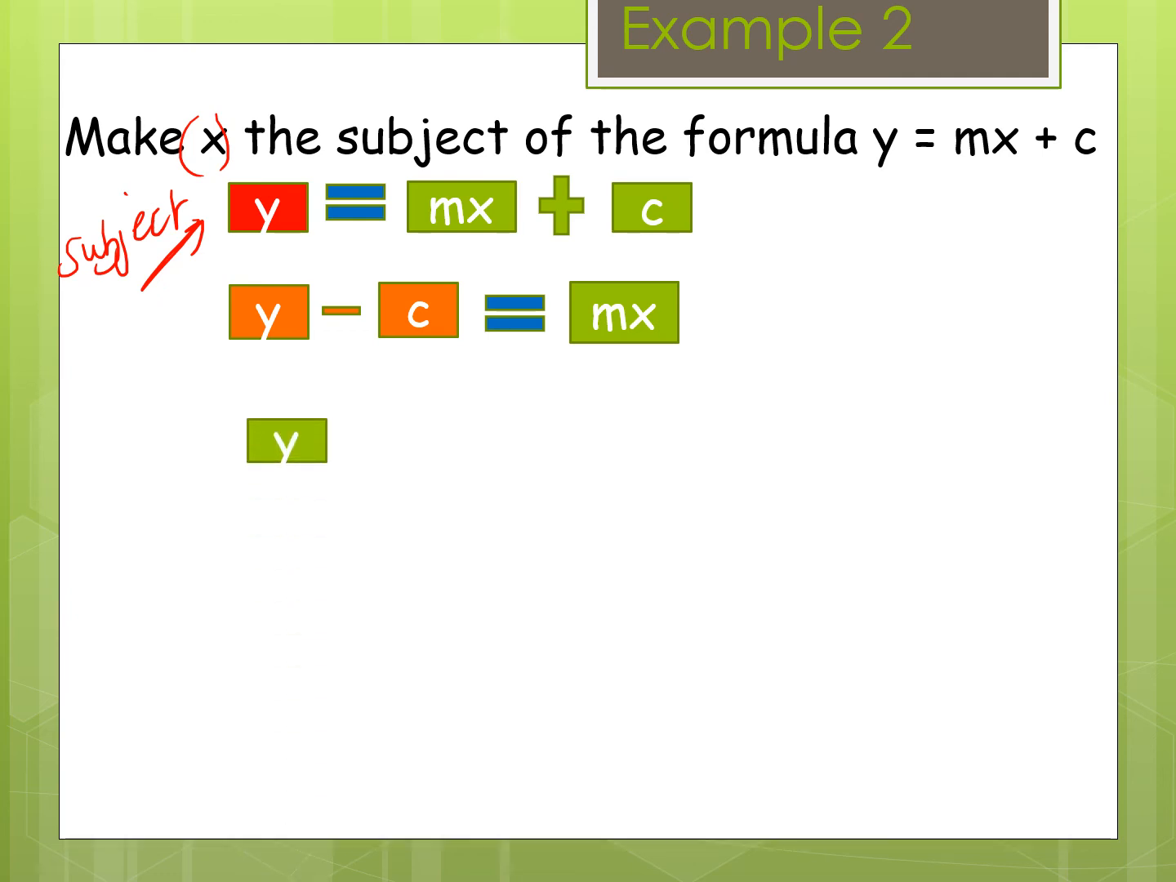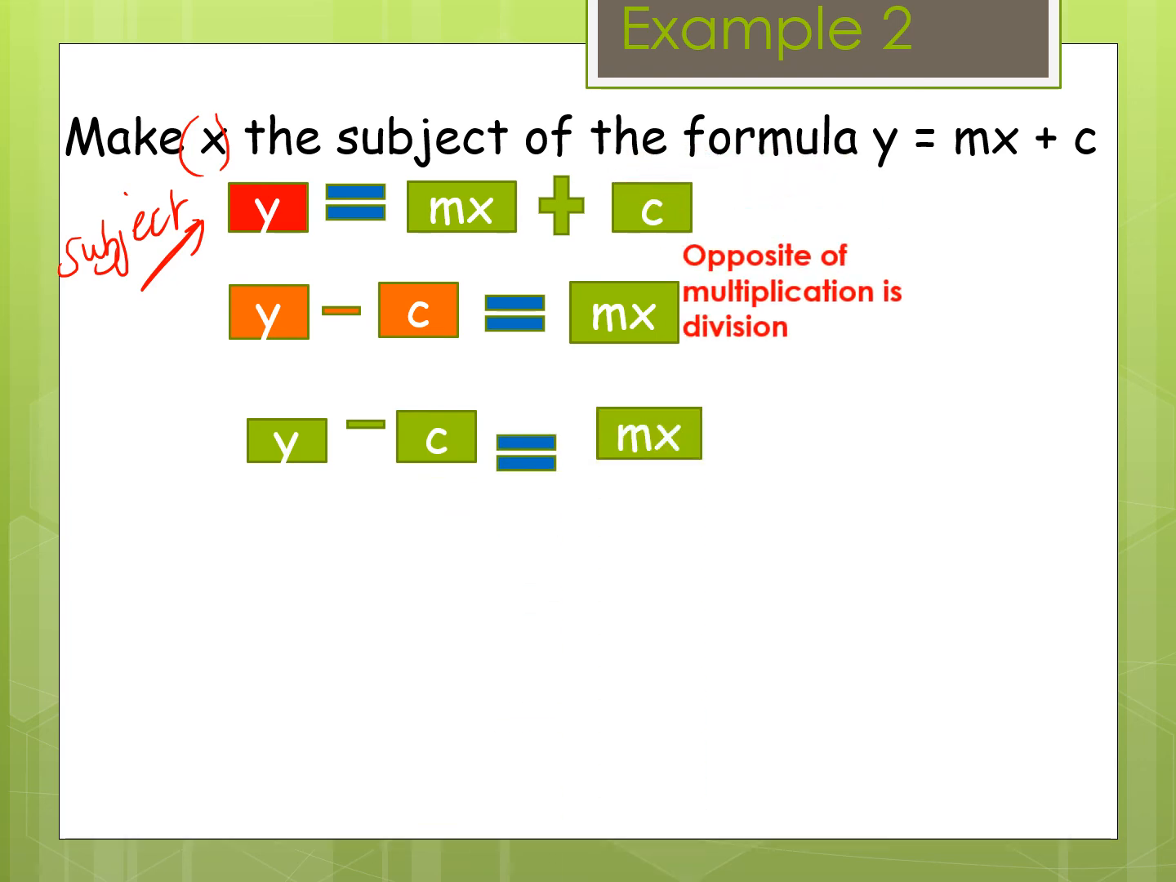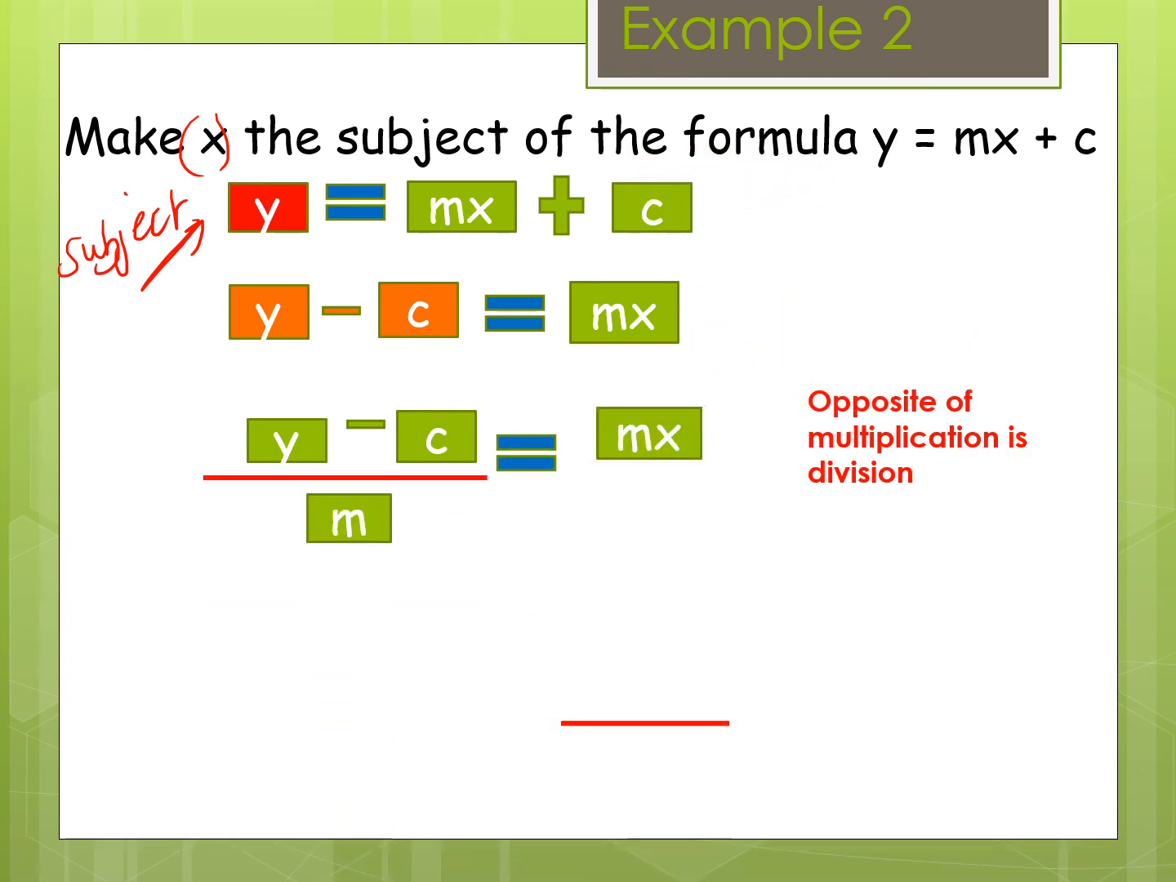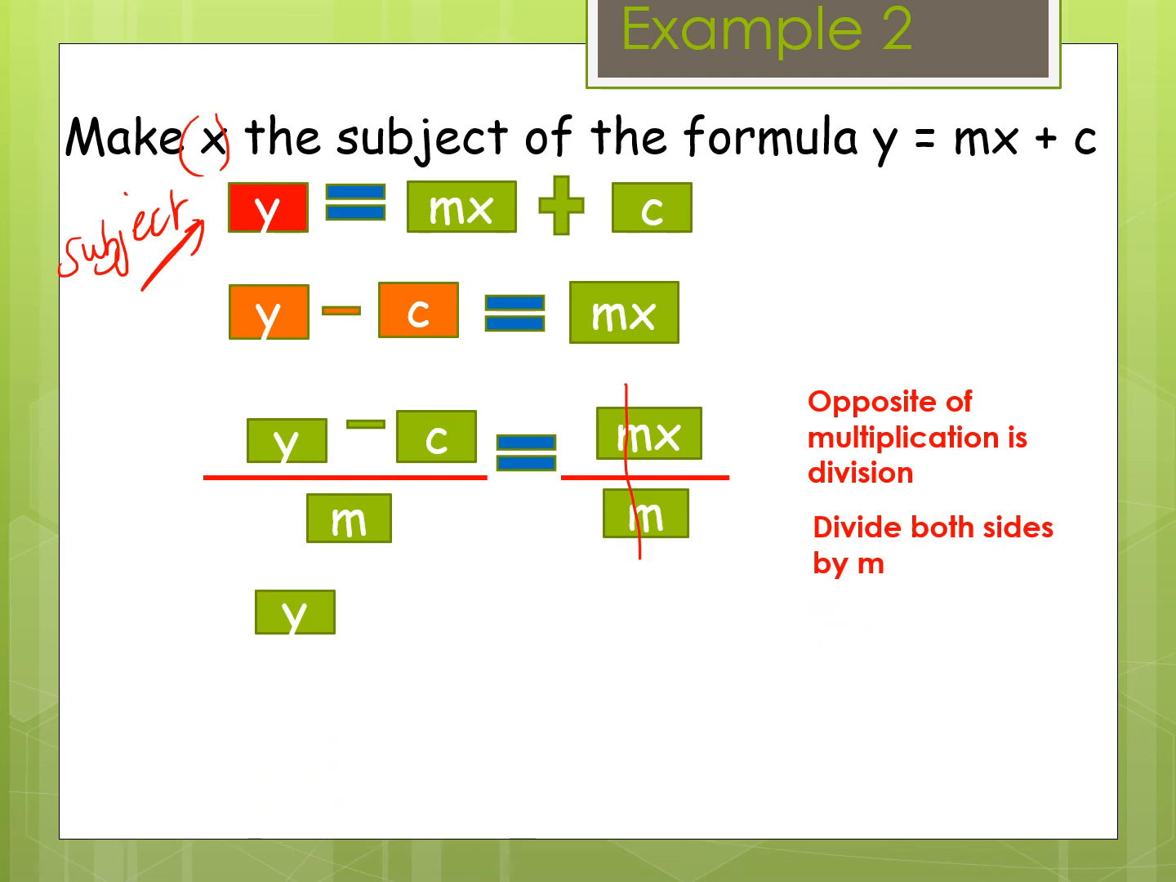So the opposite of multiplication is division. So we're going to divide both sides of this equation by m because m is being multiplied by x. So we're going to divide by m to cancel out m so that we only have x on one side of this equation. So we're going to get y minus c over m equals x.